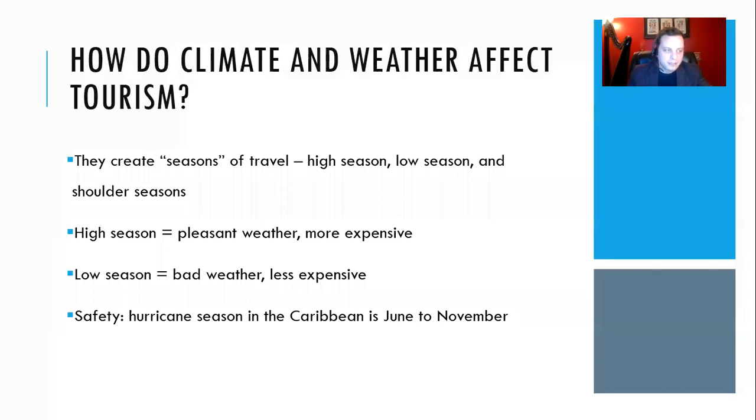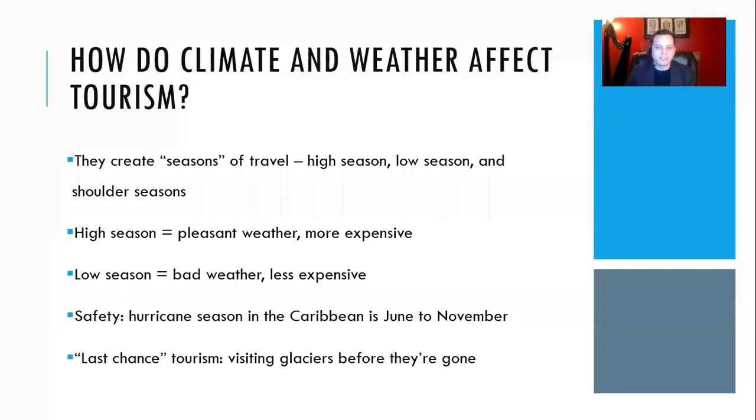And the last thing that I thought of that affects tourism is last chance tourism. I should go see this place before it's gone. I should go see a glacier in Glacier National Park because it's going to be gone soon. Or Venice, it's normal for Venice to flood, but one of my friends recently said, I want to go to Venice one time before it's gone. So it's this sort of last chance tourism kind of idea that climate and weather can affect as well. So that's good.